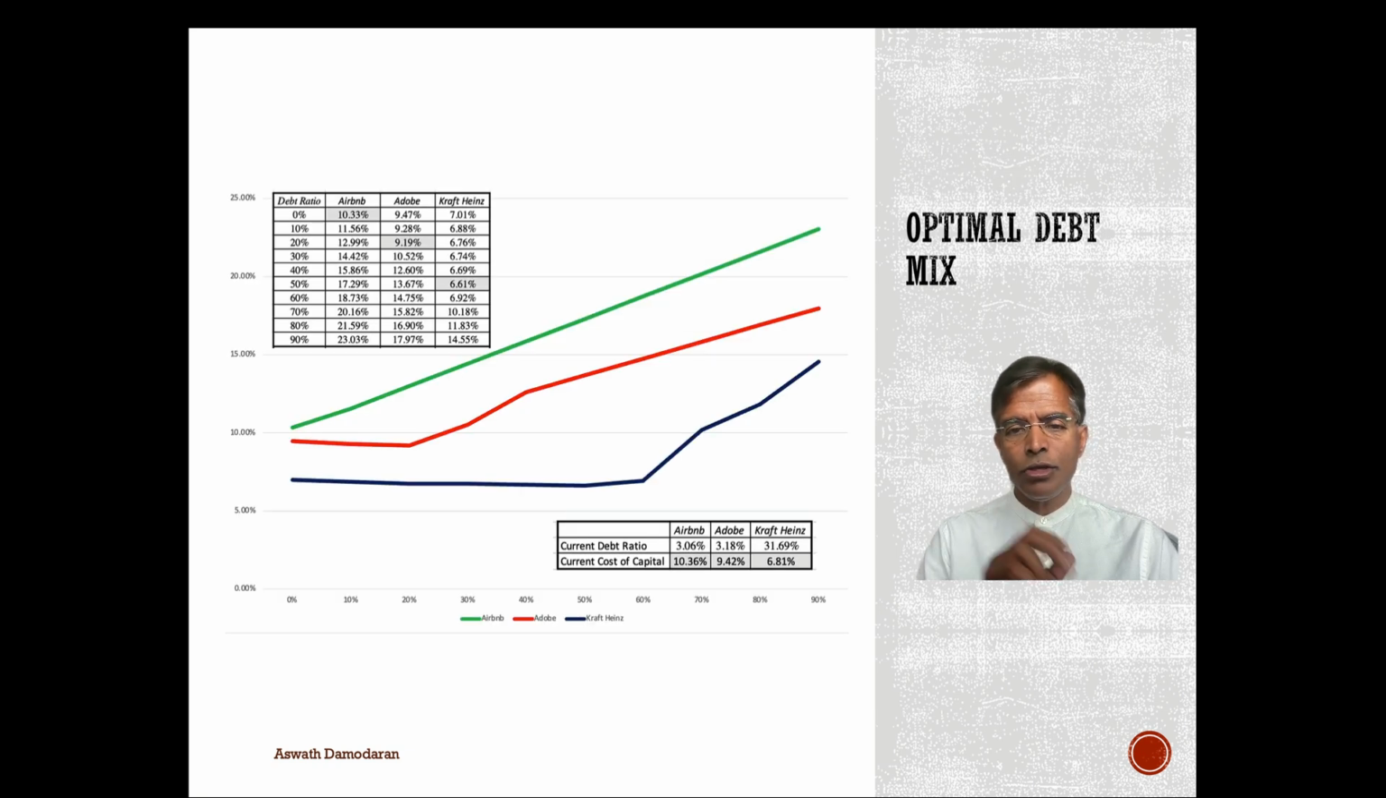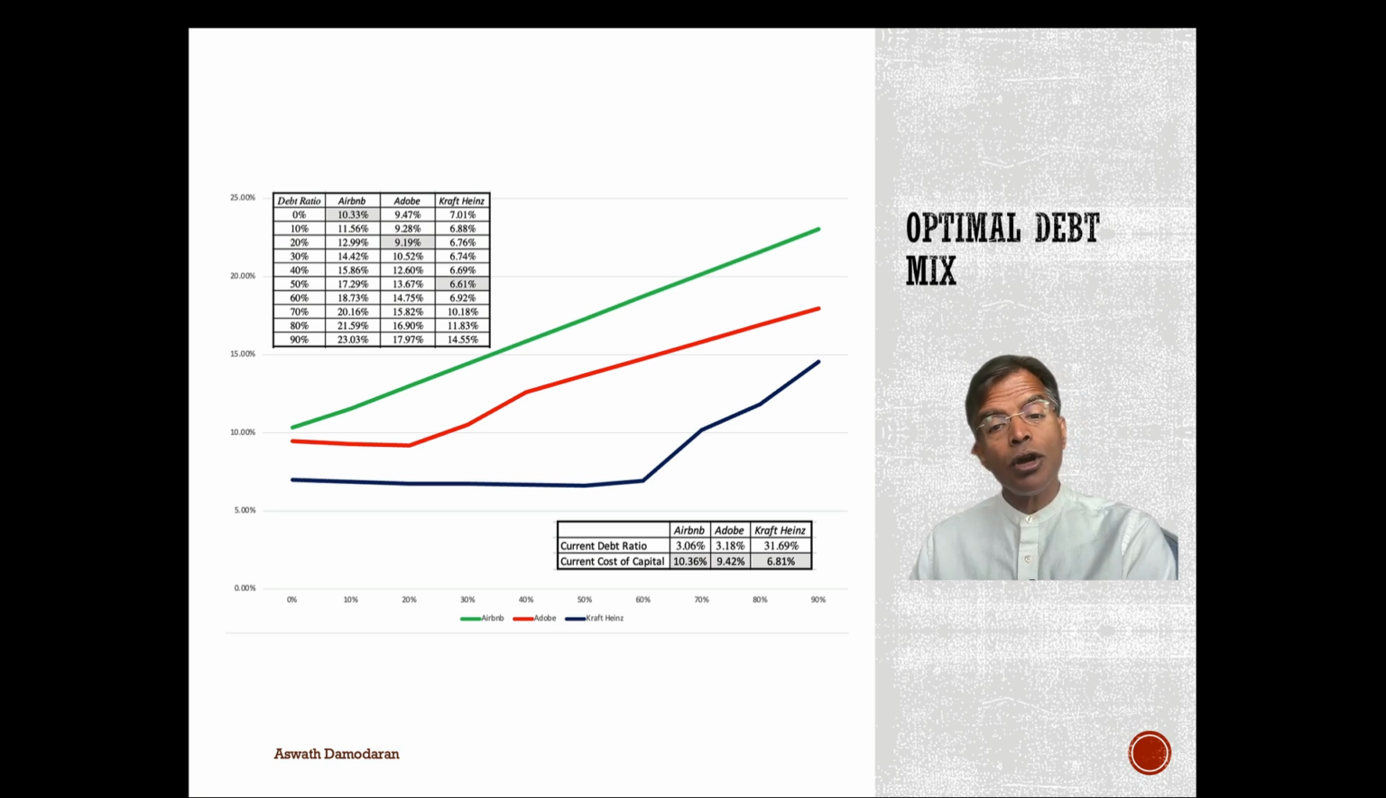And in the table to the left, I've computed the optimal mix of debt and equity for each of these companies. The optimal mix of debt and equity for Airbnb is 100% equity. The optimal mix for Adobe is 20% debt, 80% equity. And Kraft Heinz is 50% debt, 50% equity. Kind of makes sense, right? Young company, very little or no debt. Growth company, slightly more debt, mature company, the most debt.